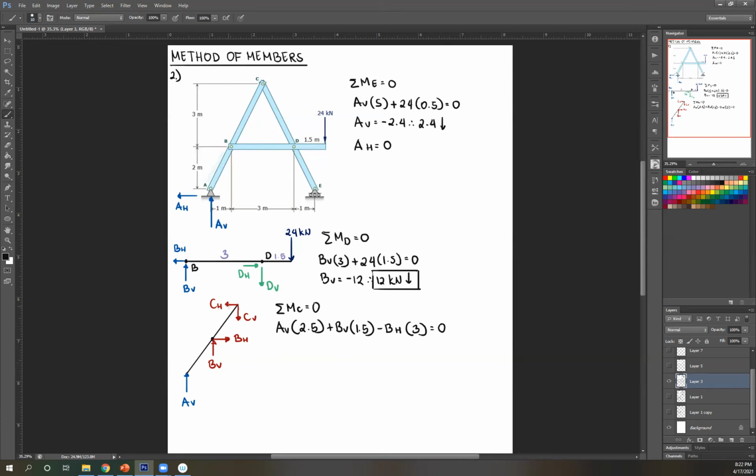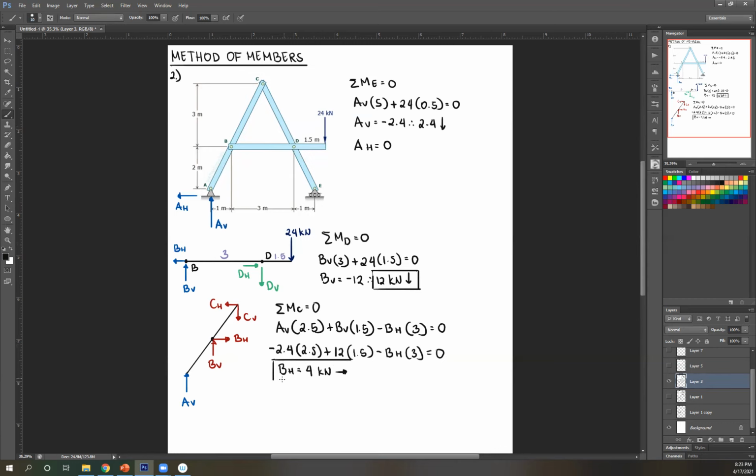CH and CV passes through C. So again, ignore that. Okay, AV is negative 2.4. So negative 2.4. Since again, I didn't correct my direction here, I'm still using upward. So you have to include the negative. So negative 2.4 times 2.5. BV, I corrected it already. So we're going to use the positive value. So 12 times 1.5 minus BH times 3 equals 0. So if you solve for this, you're going to get BH equals 4. Positive, therefore correct assumption, it's to the right.